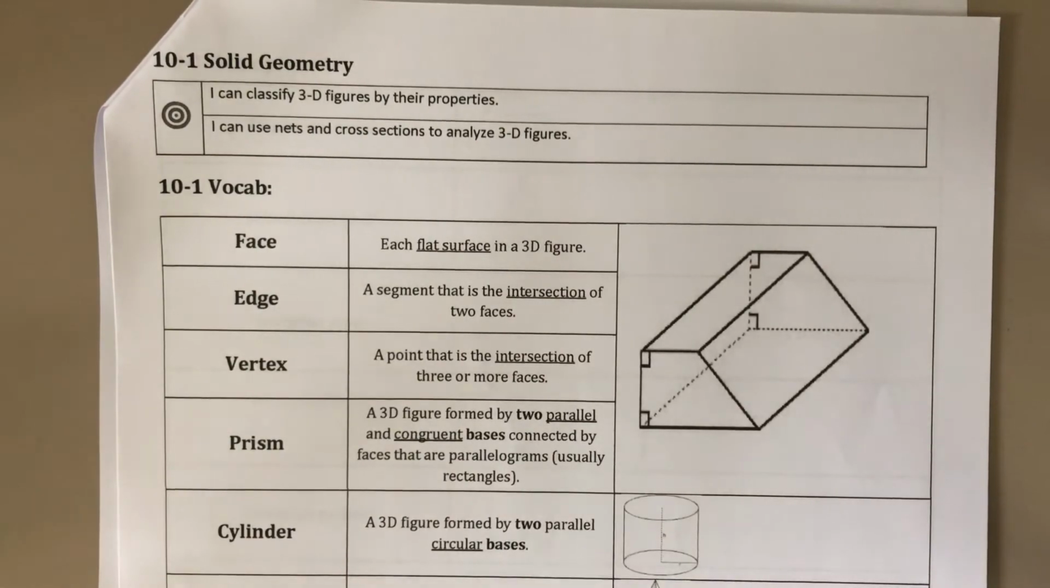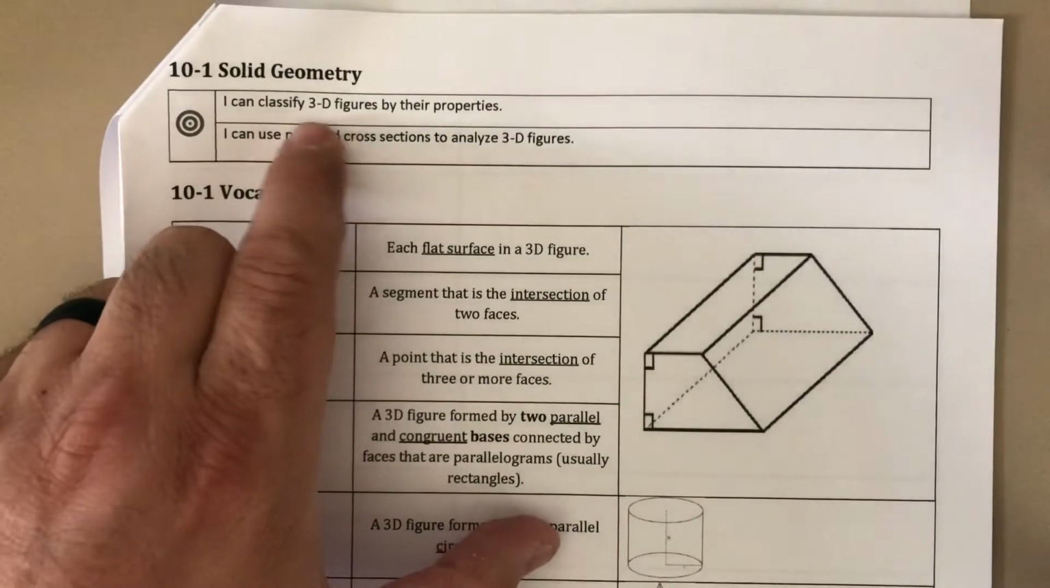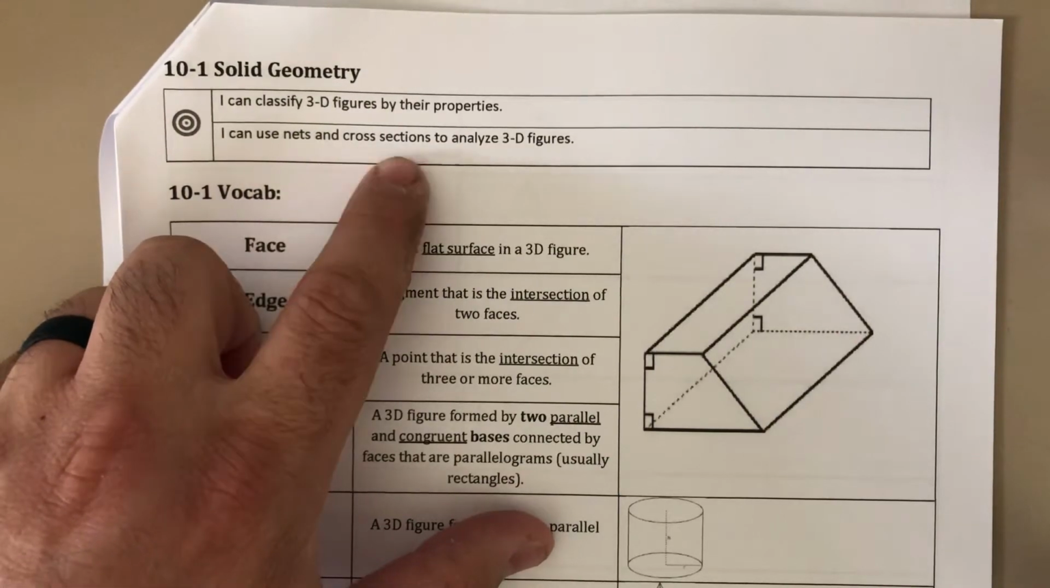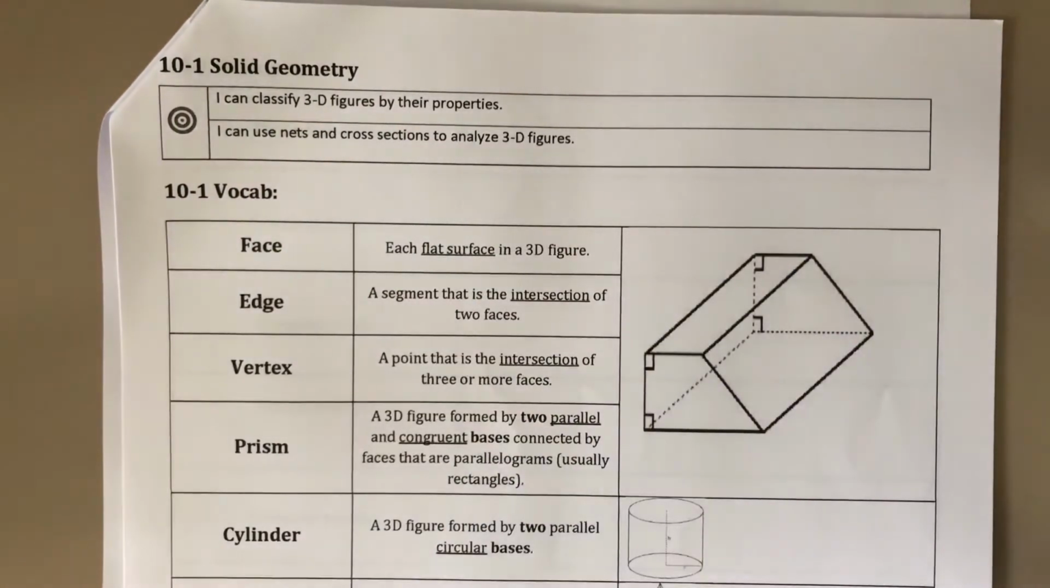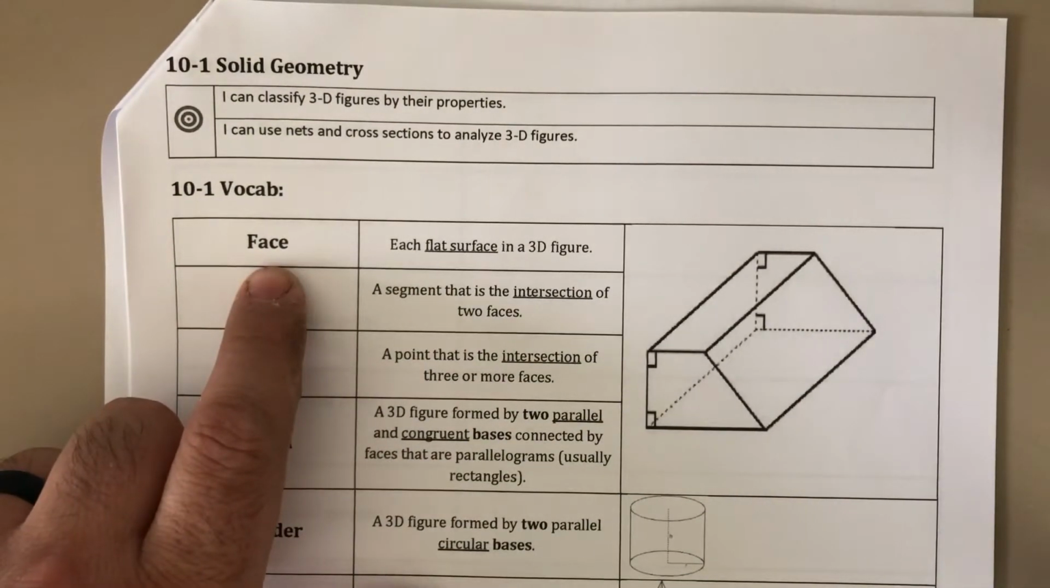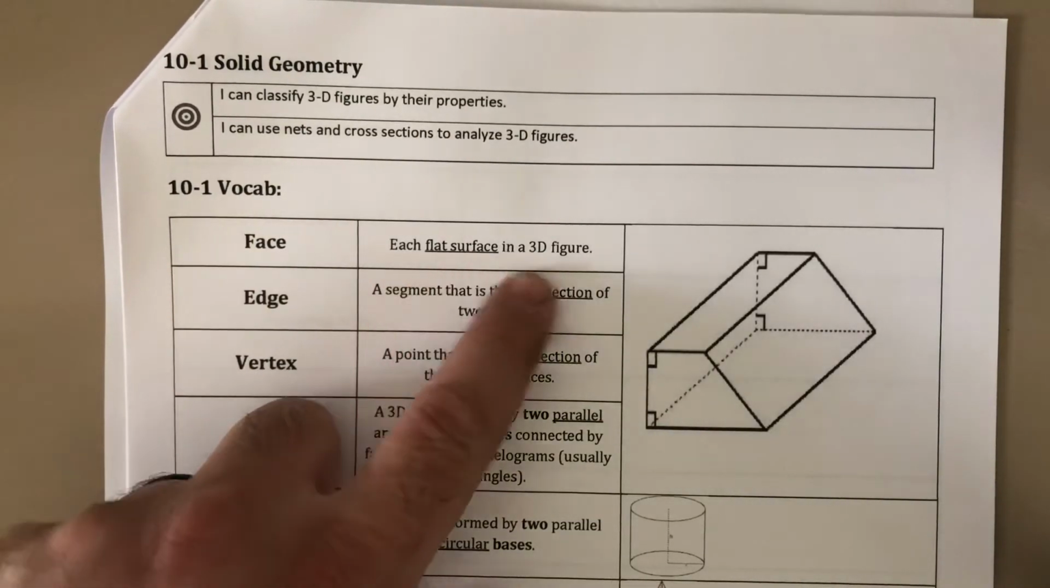All right, and so when we're dealing with 3D figures, we're just going to be working on classifying them and then using what are called nets and cross-sections to analyze 3D figures. We'll talk about what nets and cross-sections are in a minute. To classify, there are some definitions we need to know. We need to know what's considered a face, and that's exactly what you think. It's just a flat surface on the 3D figure.